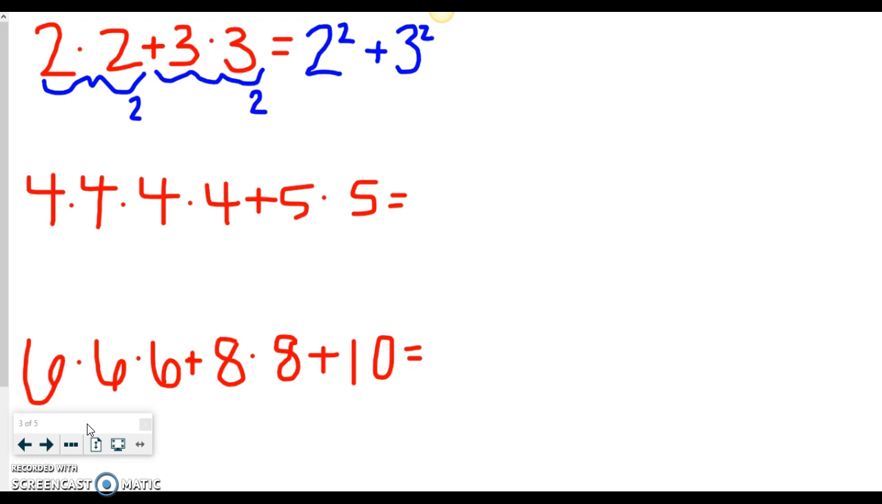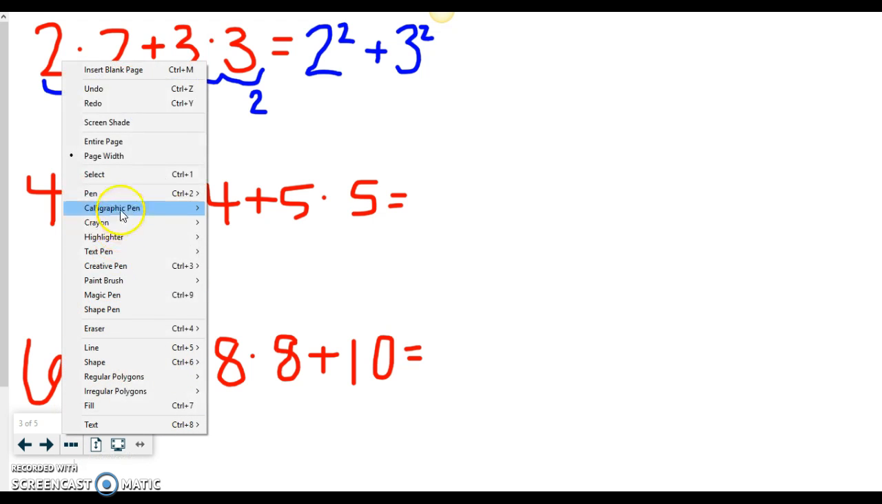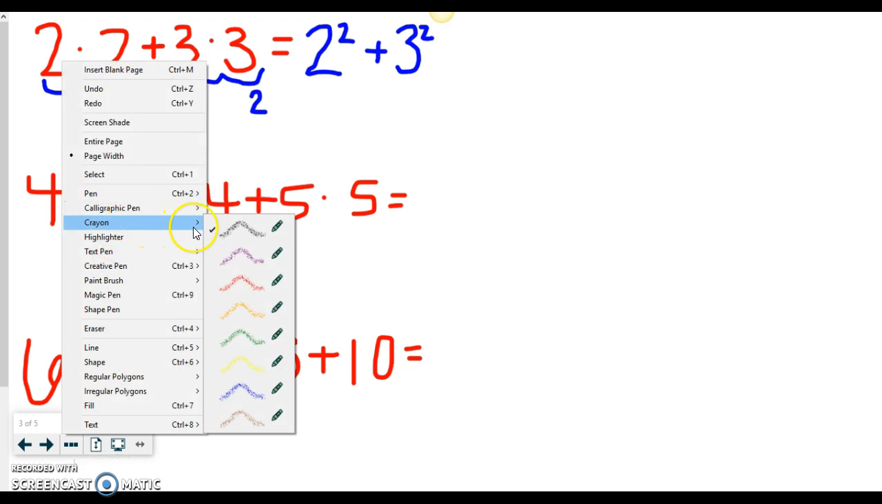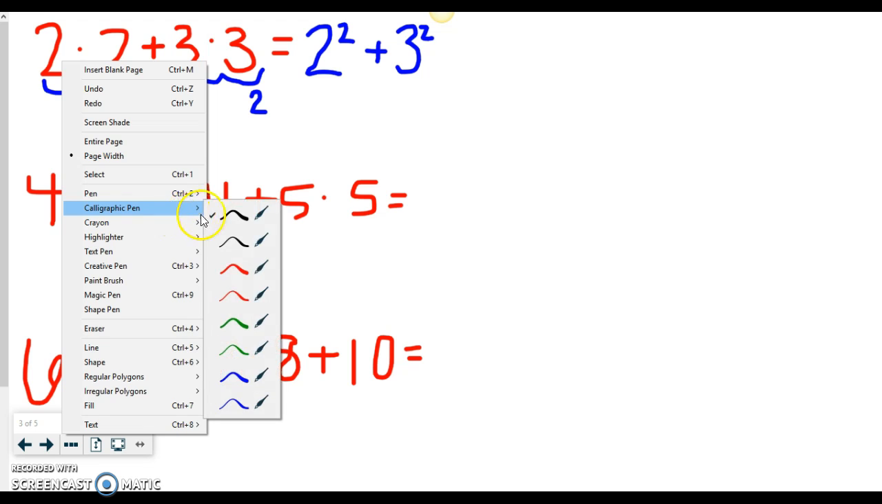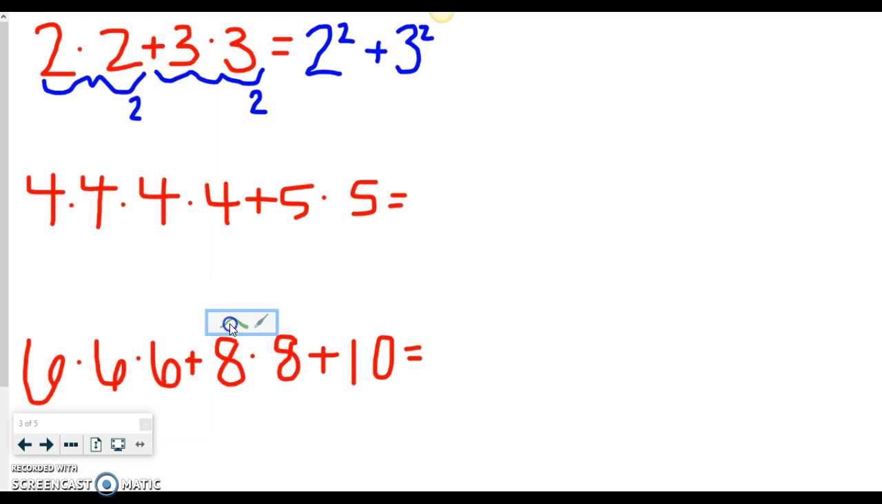Okay, Carter, come to the board and solve the second problem for me. You can choose the pen or marker or crayon that you would like to pick. Okay, 6. There are 4 4's. I will group all of these together. And there are 4 4's, so I'll put a 4 right here. I will then group the 5's. And there are 2 5's, so I will place a 2 right here at the bottom.